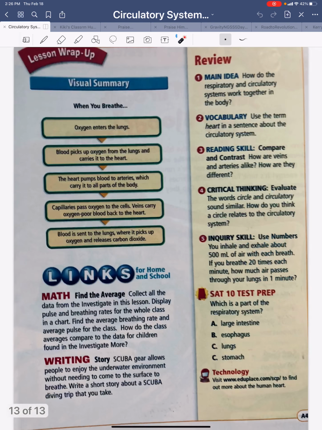All right, sum it up. Visual summary. When you breathe, oxygen enters the lungs. Blood picks up oxygen from the lungs and carries it to the heart. The heart pumps blood to arteries, which carry it to all parts of the body. The capillaries pass oxygen to the cells. Veins carry oxygen-poor blood back to the heart. Blood is sent to the lungs where it picks up oxygen and releases carbon dioxide.